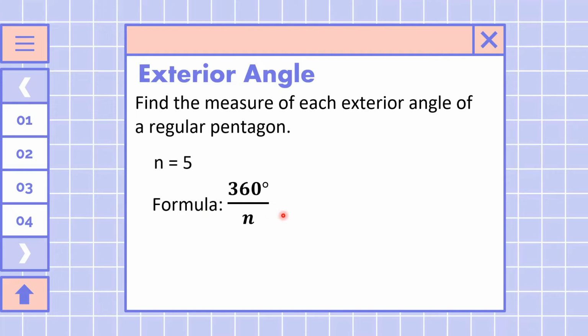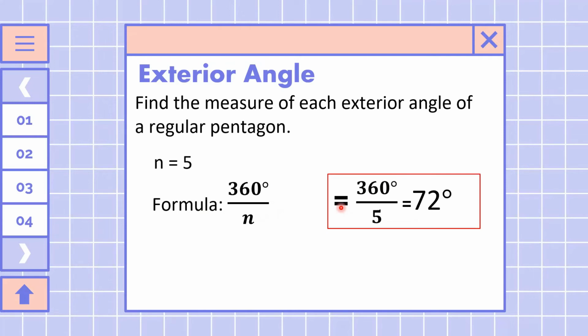72 degrees, ma'am. 360 divided by 5. Come again, kinsa to? 72, ma'am. Very good. So 360 degrees divided by 5 is equal to 72 degrees. So nakuha ba, class? Ang buhaton lang nato para makita ang measure sa each exterior angle of a regular pentagon is first, kwaon nato ang number of sides sa ato ang regular pentagon. So pentagon is a 5-sided polygon, therefore n is equal to 5.